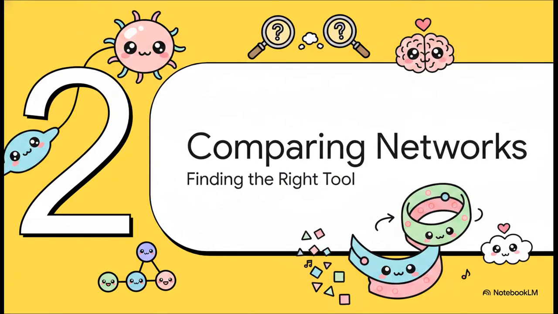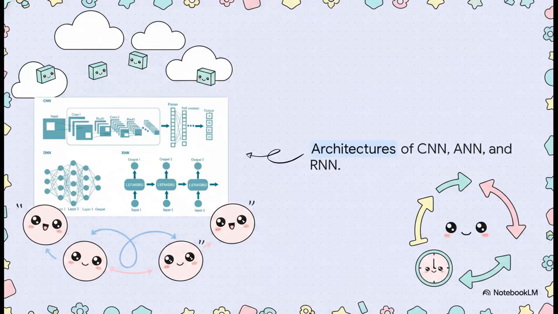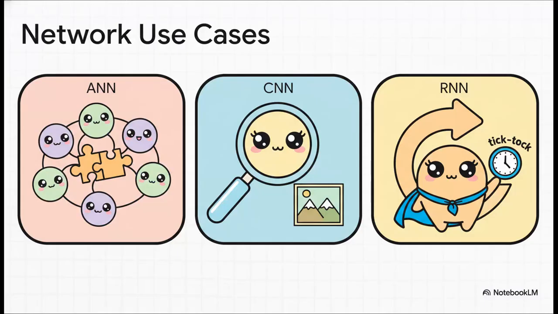Moving on to part two, comparing neural networks, finding the right tool. Let's look at how different AI architectures have evolved to tackle very different types of data. Okay, let's dive into this and compare the distinct structural blueprints of three major networks side by side. So we've got the convolutional neural network at the top, a deep artificial neural network on the bottom left, and a recurrent neural network on the bottom right. Just visually, you can notice how fundamentally different their internal wirings actually are. Let's break those blueprints down functionally.